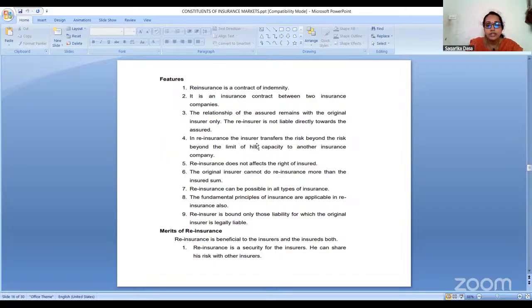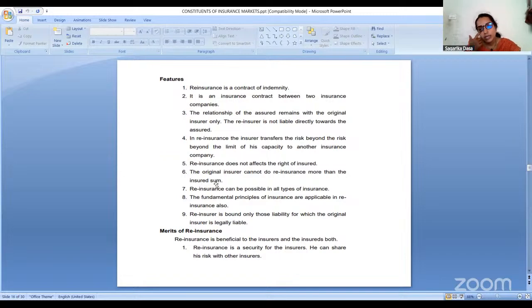In reinsurance, the insurer transfers the risk beyond the limit of his capacity to another insurance company. Basically, because the insurance company cannot bear the high risk, they transfer part of the risk to another company. Reinsurance does not affect the right of the insured. Because the insurance risk is shared by more than one company, that doesn't have any effect on the rights that the policyholder has got. The original insurer cannot do reinsurance for more than the insured sum.